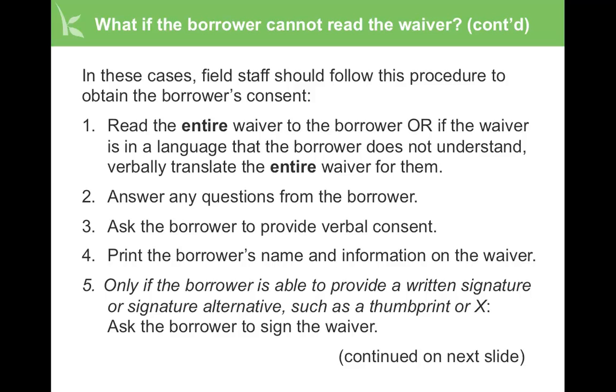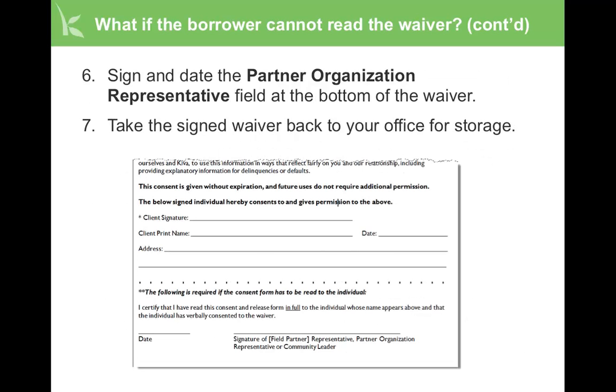Step 1. Read the entire waiver to the borrower, or if the waiver is in a language that the borrower does not understand, verbally translate the entire waiver for them. Step 2. Answer any questions from the borrower. Step 3. Ask the borrower to provide verbal consent. Step 4. Print the borrower's name and information on the waiver. Step 5. Ask the borrower to sign the waiver. This step is only applicable if the borrower is able to provide a written signature or signature alternative, such as a thumbprint or X. Step 6. Sign and date the partner organization representative field at the bottom of the waiver. And step 7. Take the signed waiver back to your office for storage.